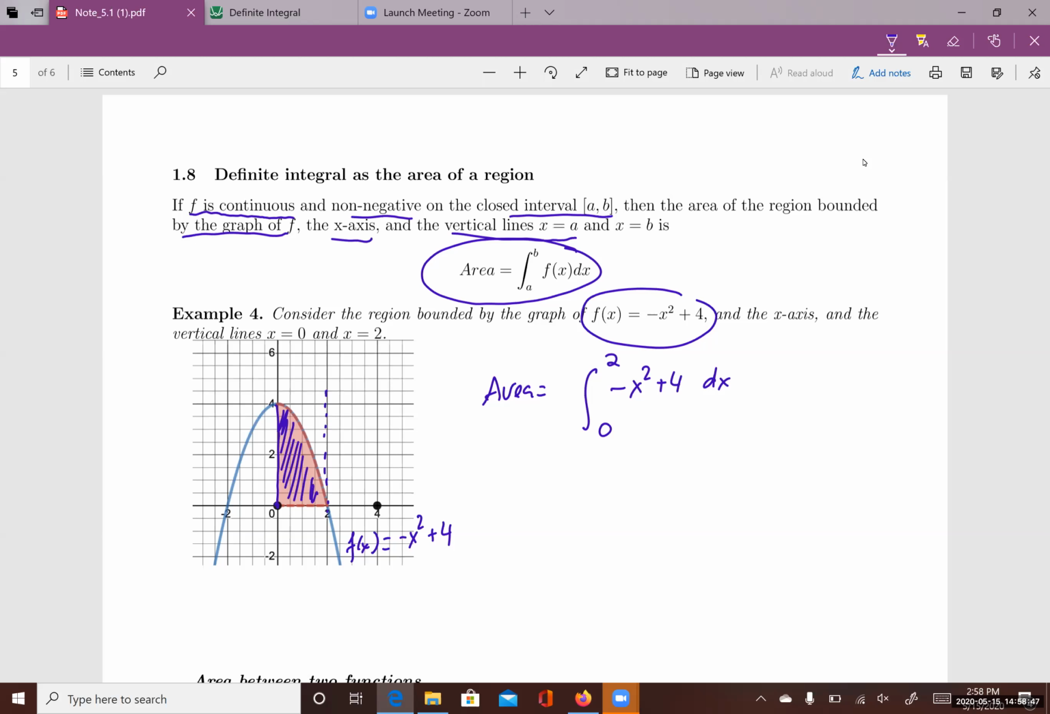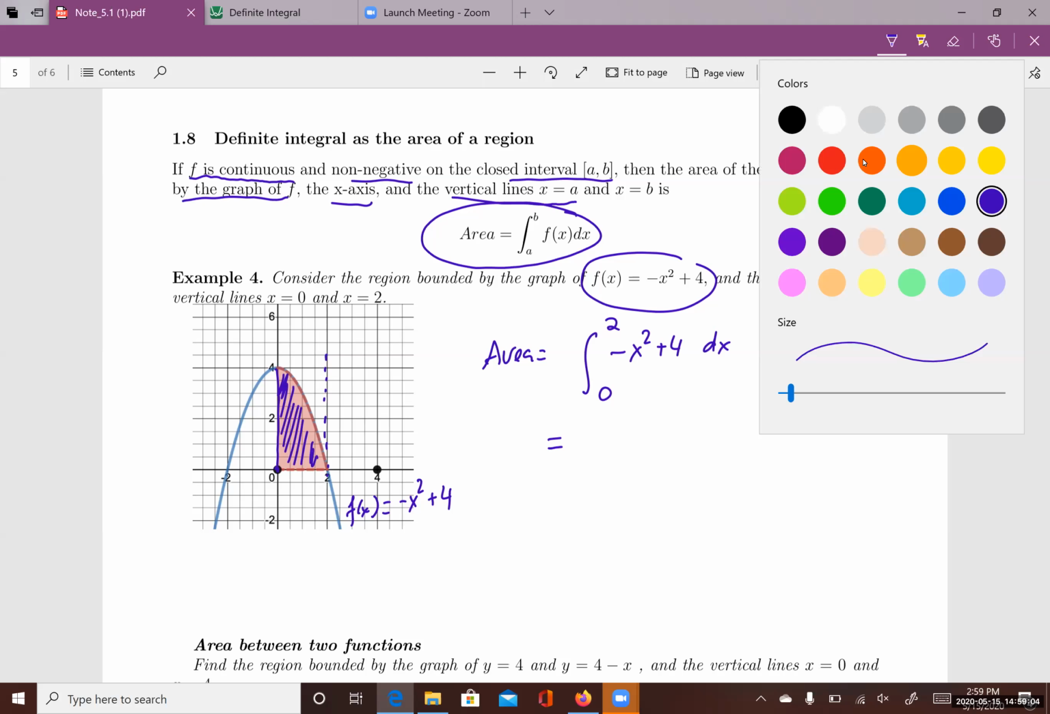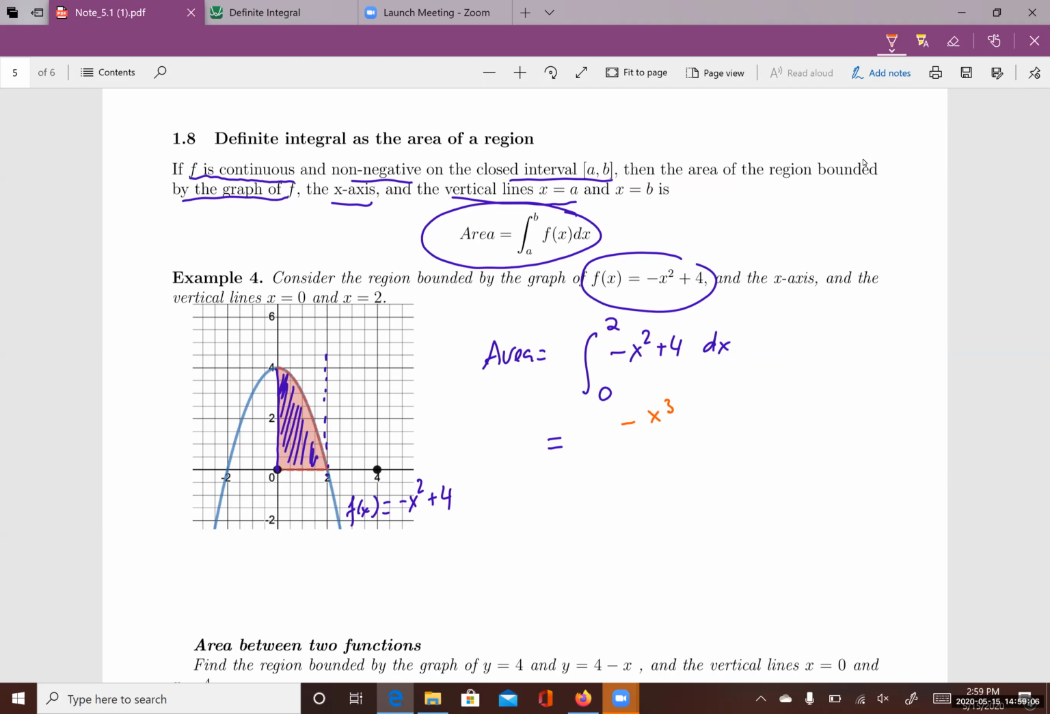And look at the graph, right? You know that the function f of x is non-negative on this interval, so we can use this area formula. And now it's simple enough. We just need to find the antiderivative of negative x squared plus 4, which is negative x cubed over 3 plus 4x. And you integrate it from 0 to 2. And using the fundamental theorem of calculus, you can just calculate the area.